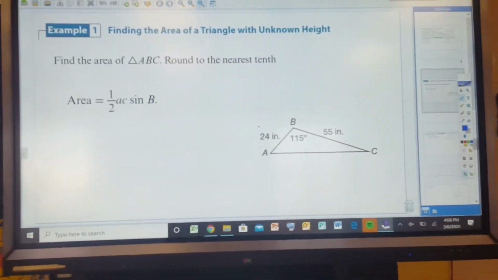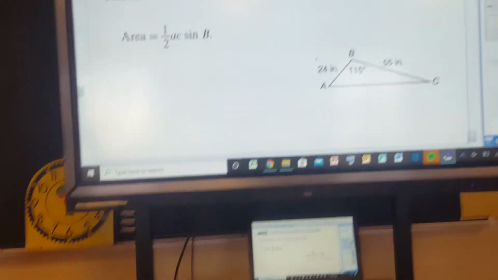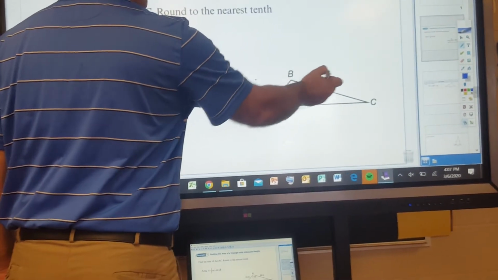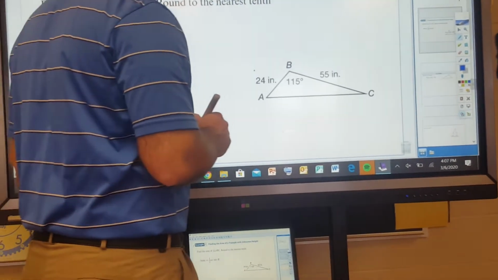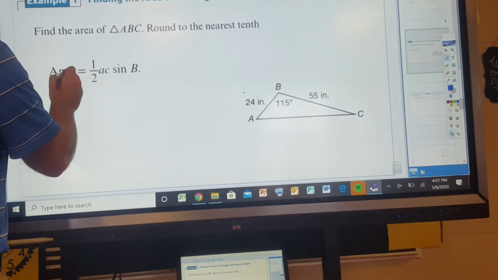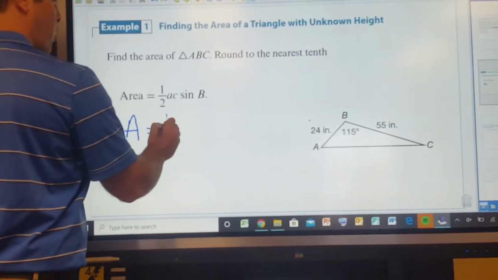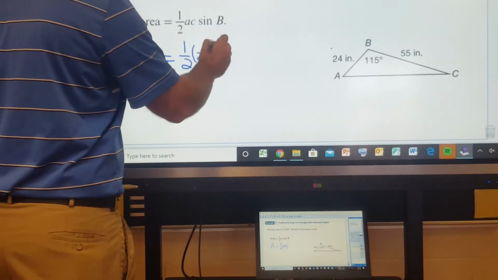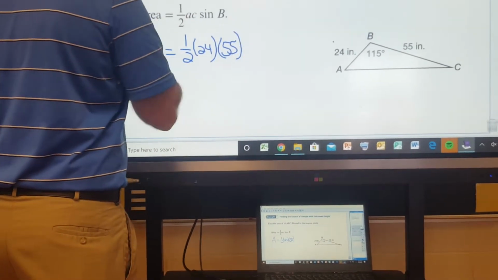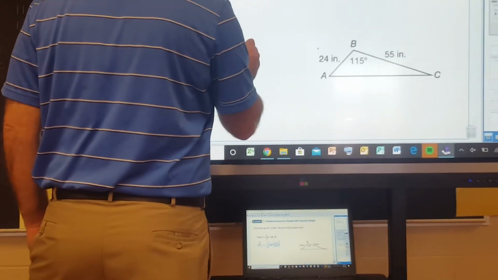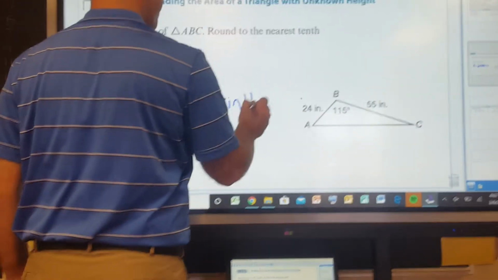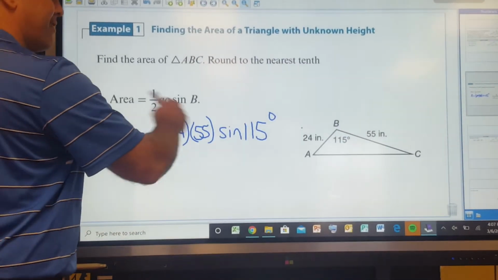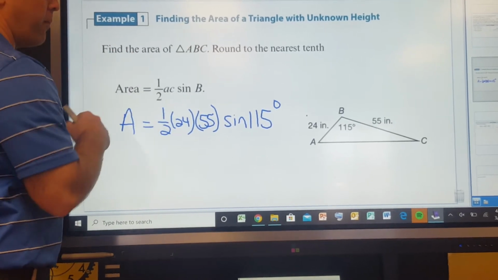All right, example number 1 says, find the area of a triangle with the unknown height. Find the area of triangle ABC. We see we have two sides and the angle in between, so we're going to plug this into our calculator. The area is equal to 1/2 times 24, it doesn't matter which one we choose, times 55, and then sine of the angle in between, sine of 115. So if you have two sides and the angle in between, we just plug it into this formula and solve.